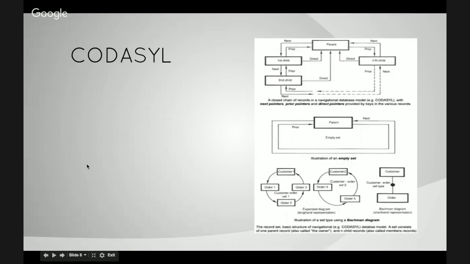CODASYL is the Conference on Data Systems Languages. It is the standard programming language. The methods under the CODASYL approach include the use of a primary key, navigating set relationships from one record to another, and scanning records sequentially.